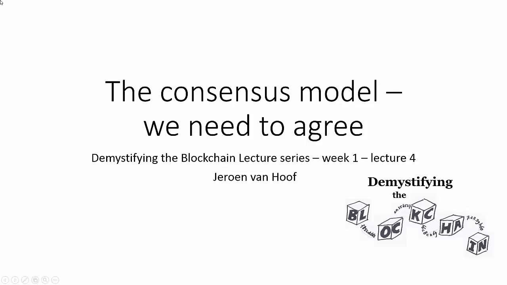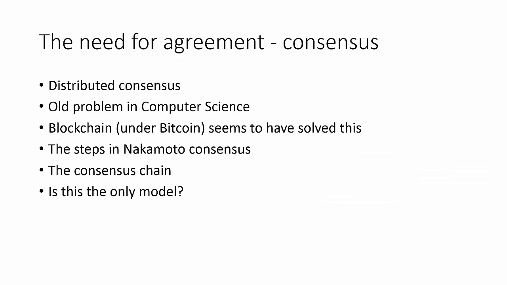In this fourth video of the series, we examine the consensus model used for blockchain. In particular, we use the simplified version of the Bitcoin or Nakamoto consensus as example. We will state the definition for distributed consensus. This old problem in computer science we look at in more detail.